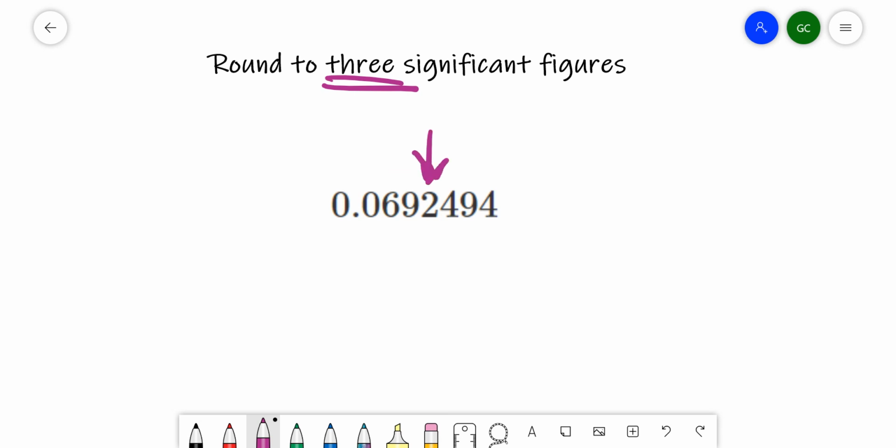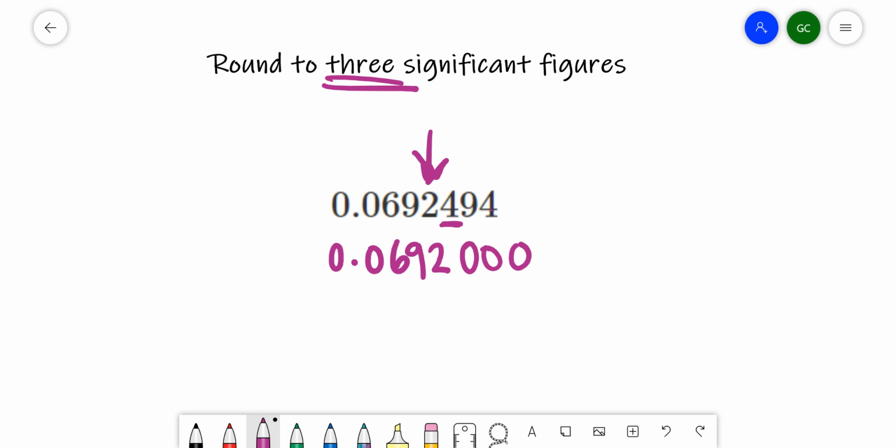If I'm rounding, I know that I need to find my decider, and my decider is always on the right. 4 is a weak decider, so my 2 stays the same. I'm going to write 0.0692. Now, normally what we do is all the numbers to the right of my arrow turn to 0. So I would change 494 into 000.